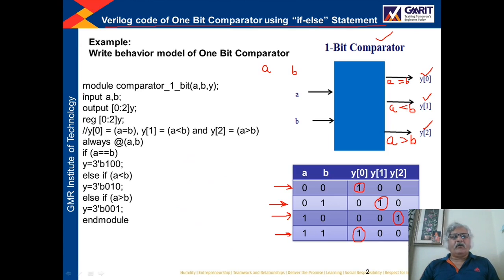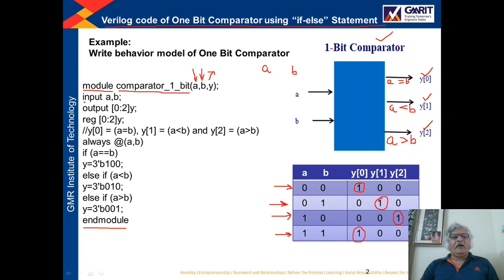So this is the code for the 1-bit comparator. We start the code with module and we end it with endmodule. The name of this Verilog module is comparator_1bit. It has one port A and another port B. These are scalar ports, and there is one output port Y. Y is a vector, so we declare it as a vector when we declare it as an output port.